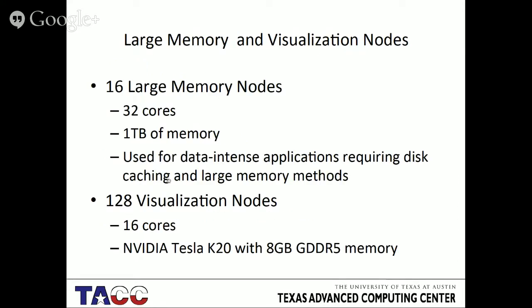So also on Stampede, we have 16 large memory nodes, as I mentioned before, and 128 viz nodes. And the large memory nodes are in quite high demand. Not a lot of places you can get a node with a terabyte of memory.